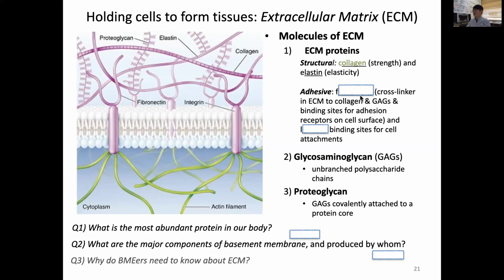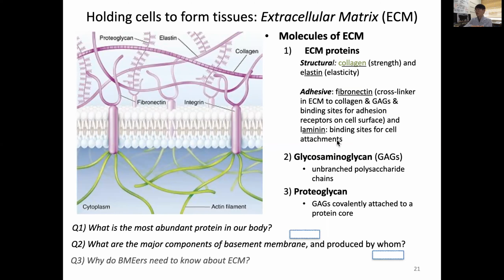So it is cross-linking extracellular matrix to collagen and glycosaminoglycans, and it has a binding site for adhesion receptors on the cell, which you can see is called a fibronectin molecule. Or sometimes there is a laminin molecule, which is a binding site for cell attachment.